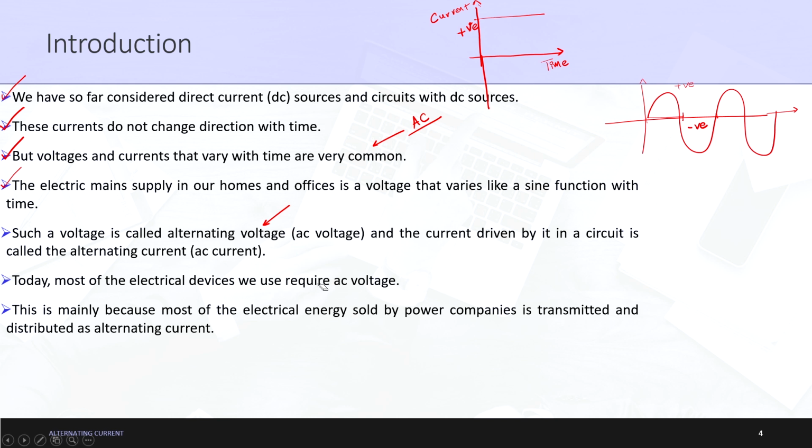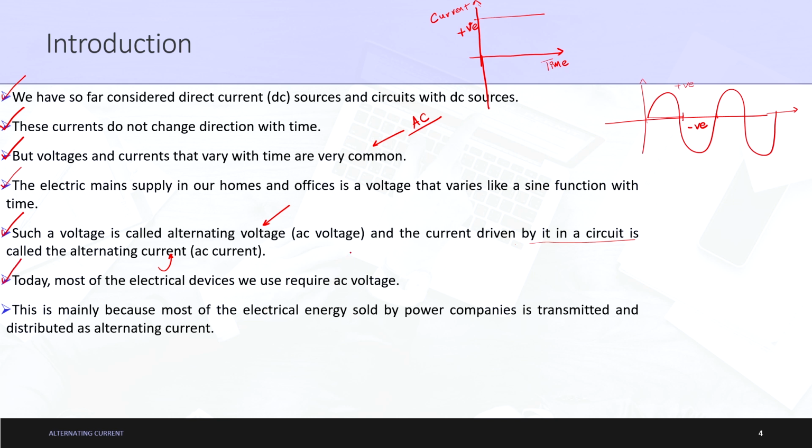So, basically if a voltage is positive for some sequence and negative for some sequence, then it is called alternating voltage, and similarly the same definition is also given for current. The current driven by it in a circuit is called the alternating current, that is AC current. Okay. So, this is the normal definition regarding your AC voltage and AC current.